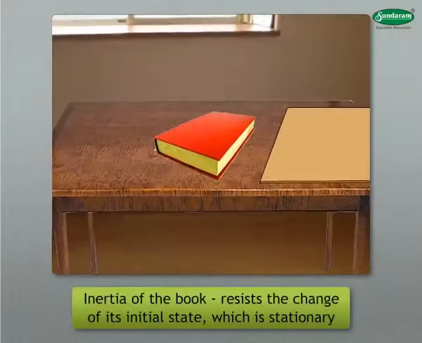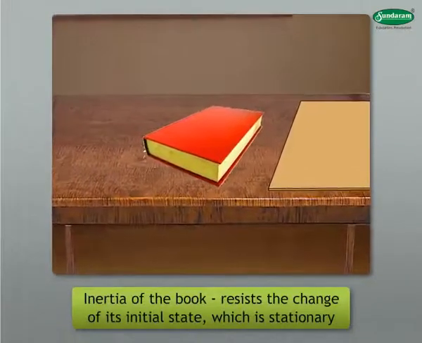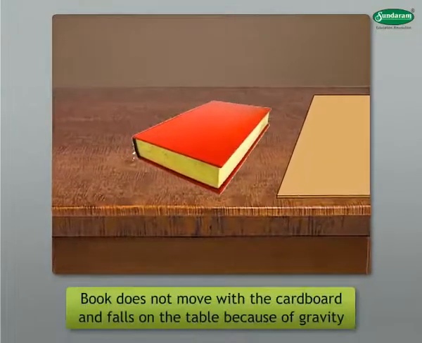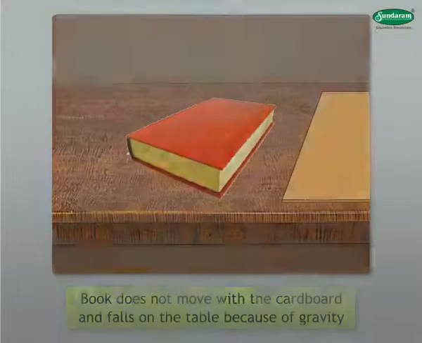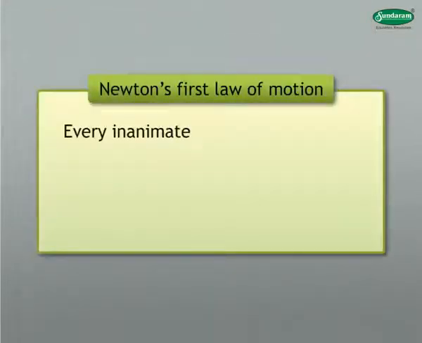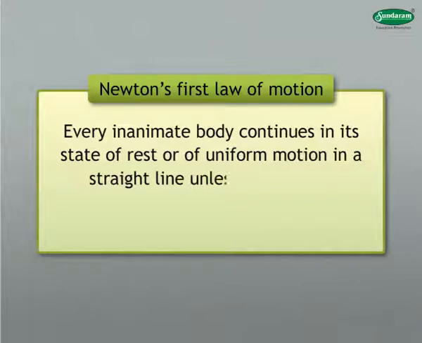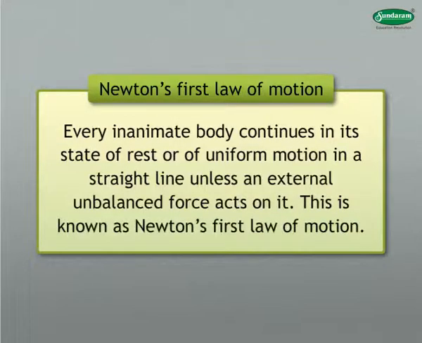The inertia of the book resists the change of its initial state, which is stationary. As a result, the book does not move with the cardboard and falls on the table because of gravity. Every inanimate body continues in its state of rest or of uniform motion in a straight line unless an external unbalanced force acts on it. This is known as Newton's first law of motion.